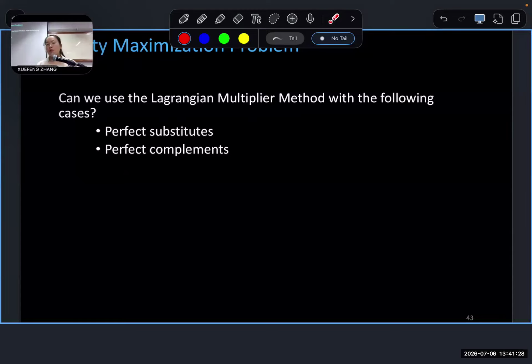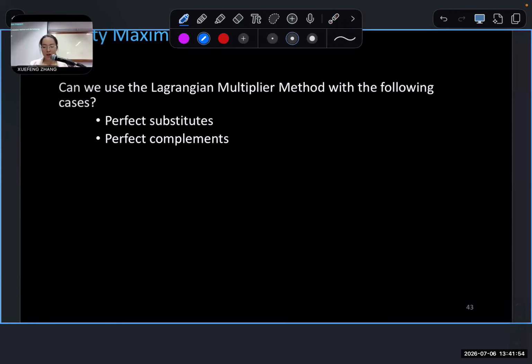I told you before, microeconomics is about optimization, right? As a consumer, we want to maximize our utility. We want to minimize our expenditure. As a producer, you want to maximize your profit. You want to minimize your cost, okay? You see, always maximize or minimize. So it's about optimization. So here, Lagrangian fails for both, but for different reasons, okay? We cannot use Lagrangian to solve. Why?